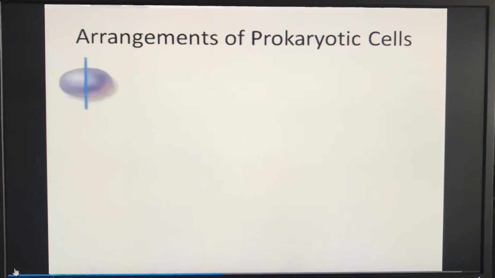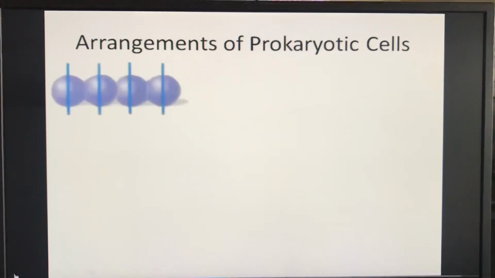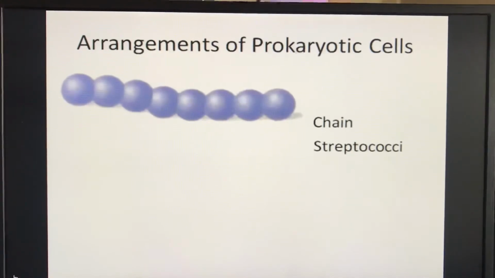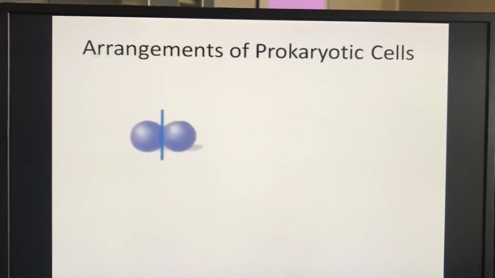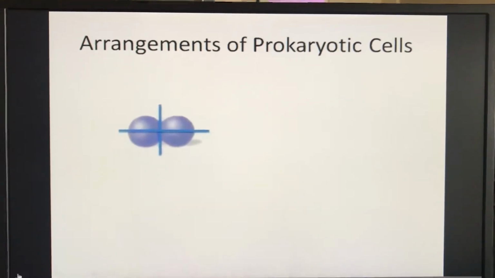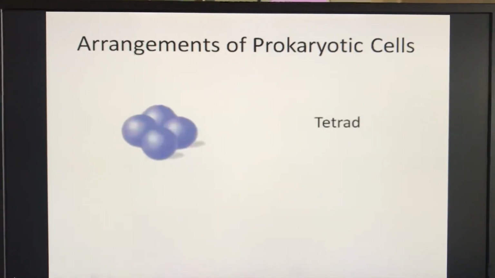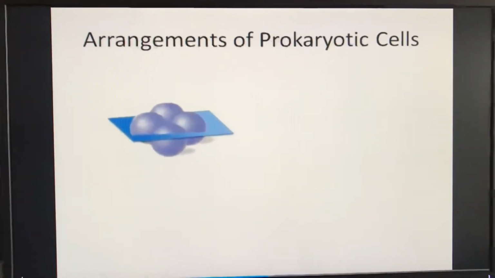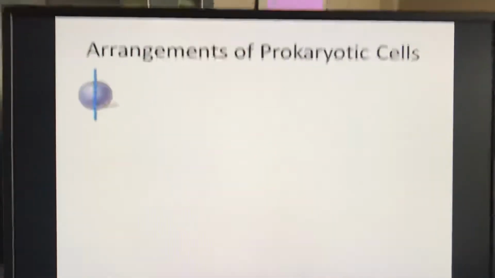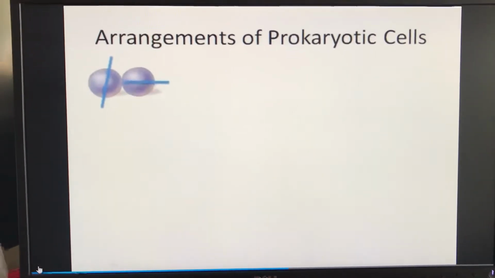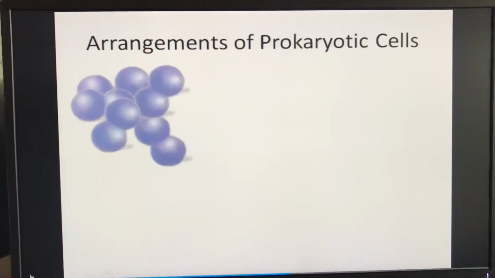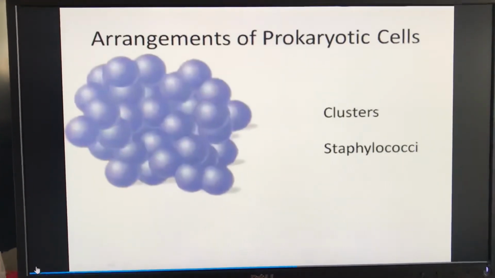When cocci divide over and over again on the same plane, they form chains, which is a streptococcal arrangement. When a pair of cocci remain attached and then divide at 90 degrees to the first plane of division, they form a tetrad. If they divide once again at right angles, they form a cube of cells called a sarcina. Some cocci remain attached and randomly alter the plane of every binary fission. Such species form clusters called staphylococci.